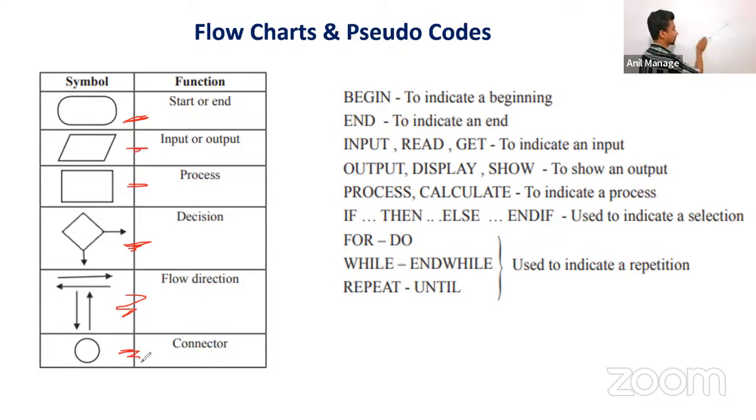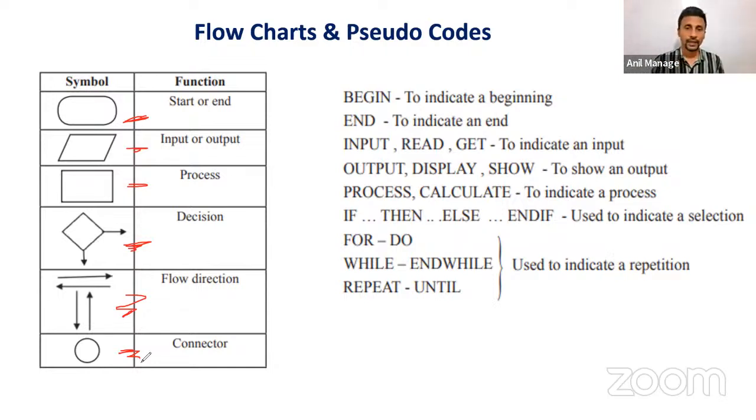Actually, it is not using all the time, right? It is not using all the time. Then when you take the pseudocode part, begin to indicate the beginning, end to indicate an end, input, read, get to indicate an input. So no need to have only the input word. It can have read, get, right?